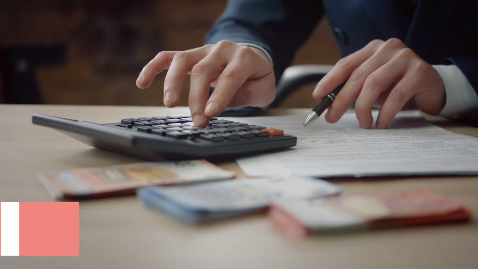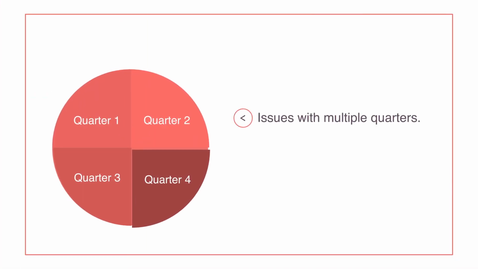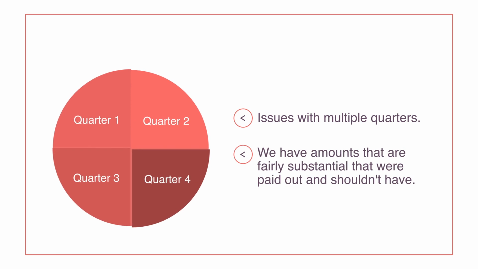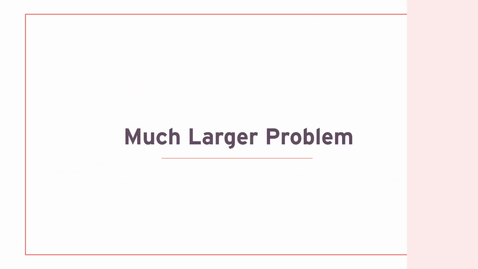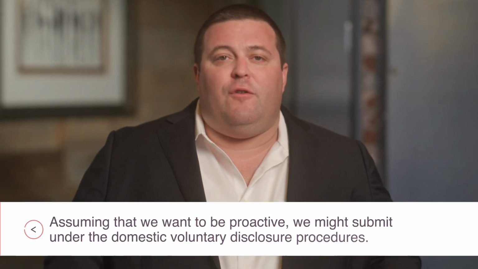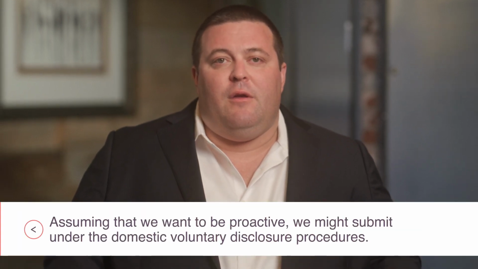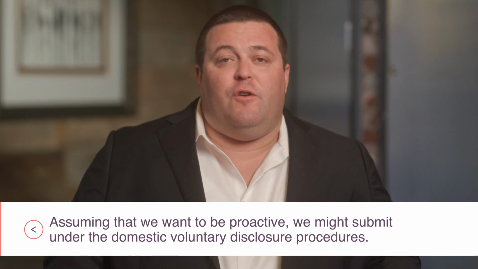Moving forward, if we've got issues with multiple quarters, or if we have amounts that are fairly substantial that were paid out and shouldn't have been, then we have what we consider to be a much larger problem. Again, there is the decision of whether we disclose this to the IRS proactively, or whether we wait for an audit and deal with it then, but also assuming that we want to be proactive, we might submit under the domestic voluntary disclosure procedures.